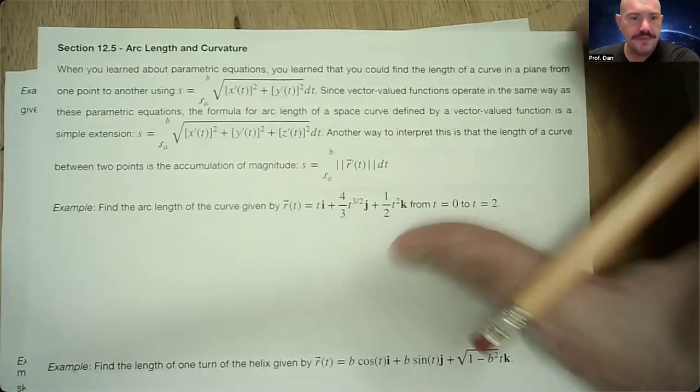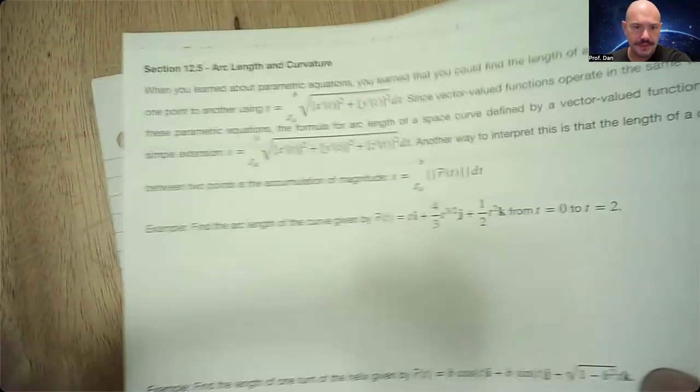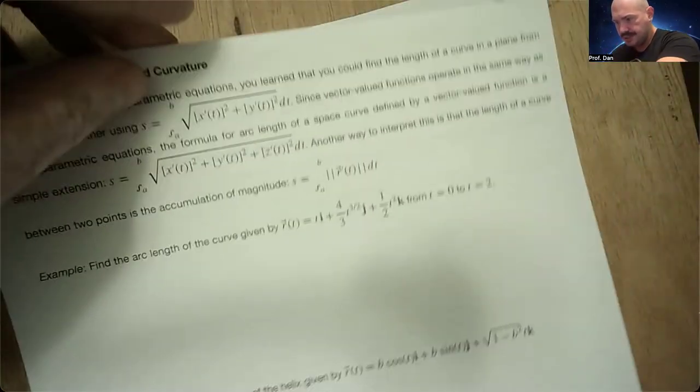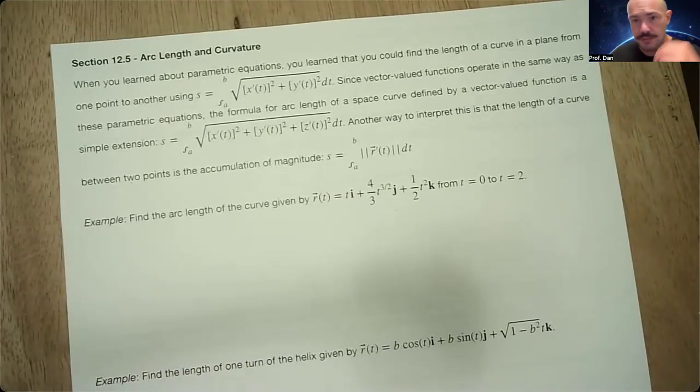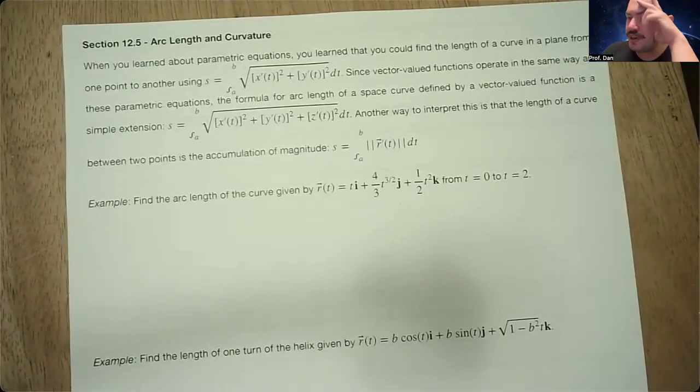All right, 12.5. Last section of chapter 12. Arc length and curvature. So this is an extension of something that you talked about in Cal 2, specifically with parametrics. You learned how to find the arc length of a curve.